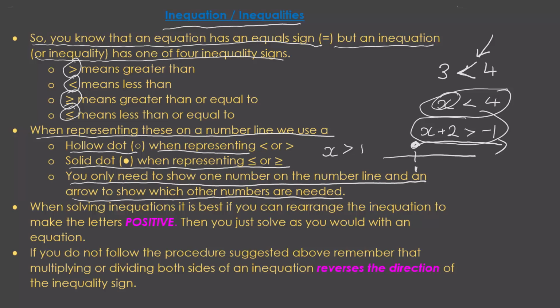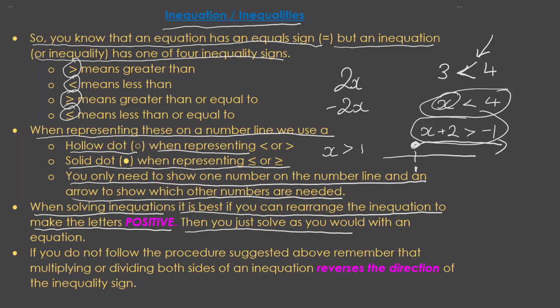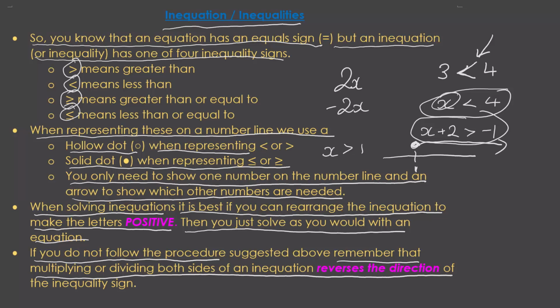When solving inequations, it is best if you can to rearrange the inequation to make the letters positive. What I mean is end up with 2x rather than -2x. Then you can just solve as you would with an equation. But if you don't follow that procedure, then remember that multiplying or dividing both sides of an inequation reverses the direction of the inequality sign.